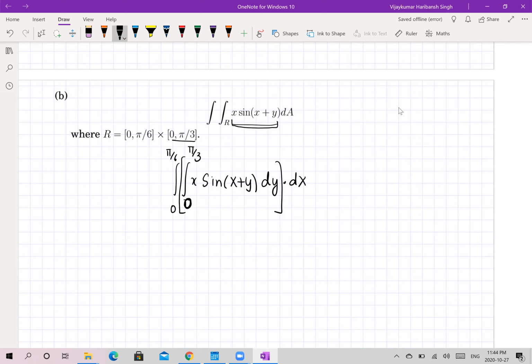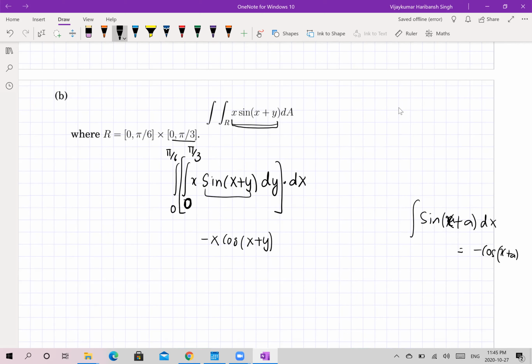So now what is the integration? x is a constant with respect to y, so it comes out. What is the integration of sine? Integration of sine is minus cosine of x plus y, right? Because integration of sine of x plus a dx is simply minus cos of x plus a. So I'm using that here. Instead of a, I have x.